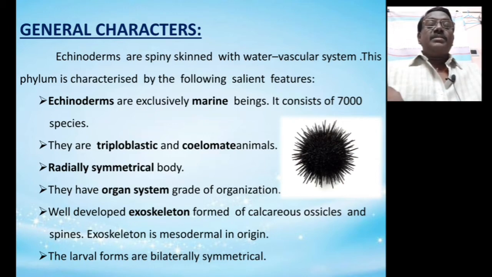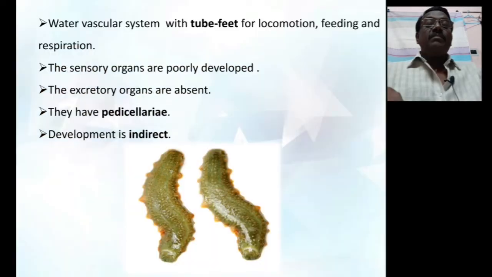And the whole body is formed of spines and calcareous ossicles. So these spines and calcareous ossicles form the exoskeleton. As in human beings, they have the exoskeleton, but we have endoskeleton. And some of the members of this group have larval forms. So the development is indirect development because of the presence of larval forms in the life cycle of these animals.